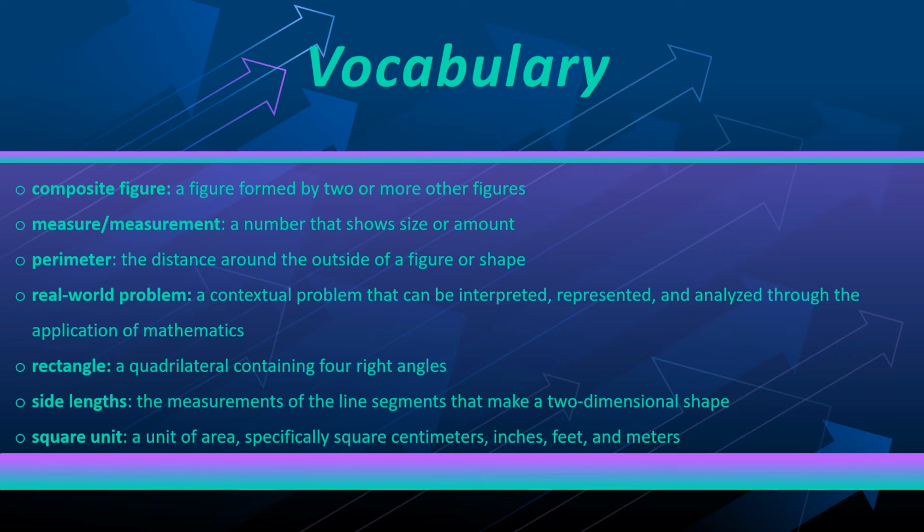There is some important vocabulary in this unit. These vocabulary words come from the parent letter in STEMscopes: composite figure, measure or measurement, perimeter, real-world problems, rectangle, side lengths, square unit. All of these vocabulary words will be important for students to use in their discussions verbally and also their written explanations as they are doing work in the classroom.